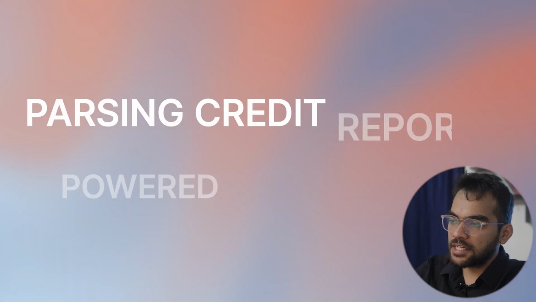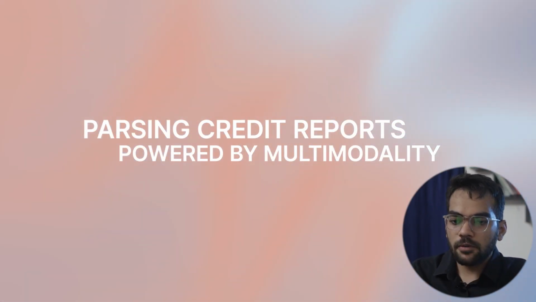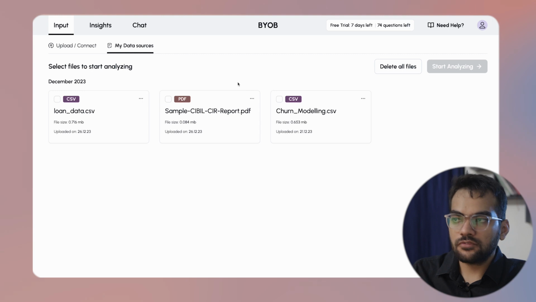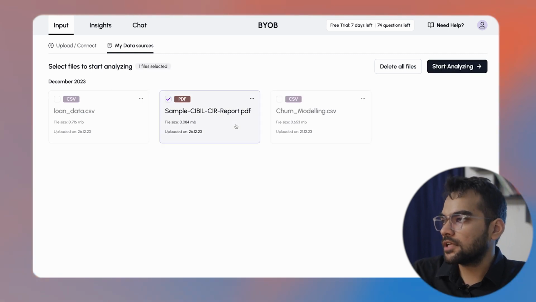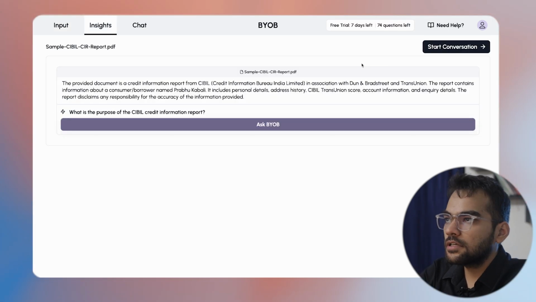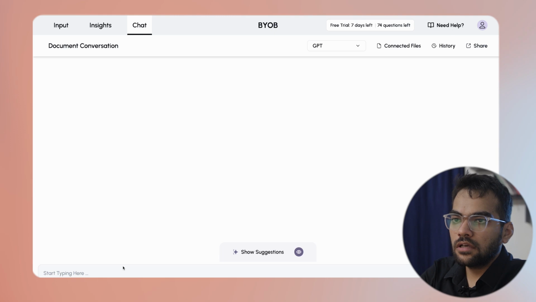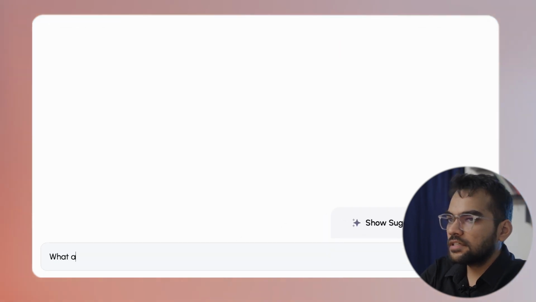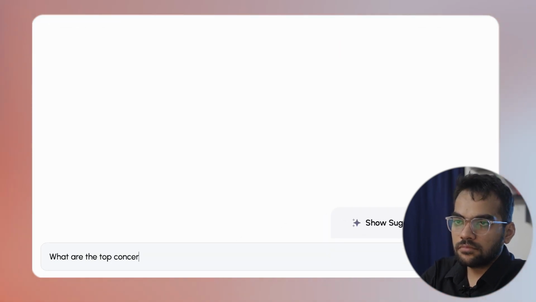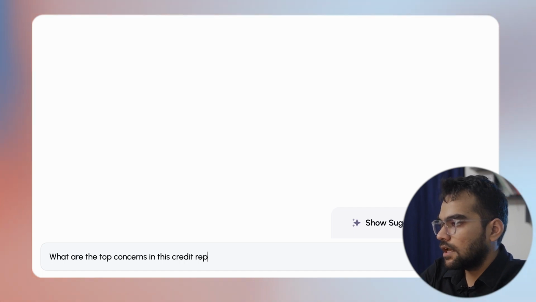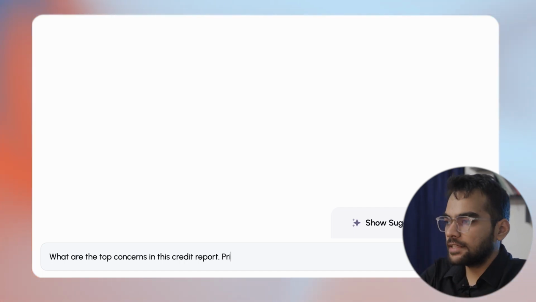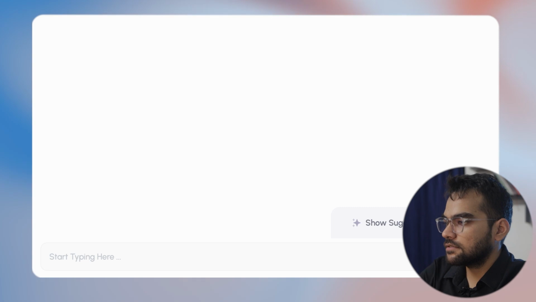Because BYOB has multimodal capabilities, let us see how it is able to extract information from a credit report. What I'm importing right now is a CIBIL report, and I'll start the conversation by asking what the top concerns in this credit report are. I also want it to prioritize them for me with some of the reasons.